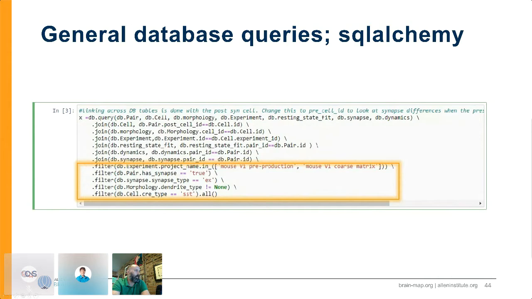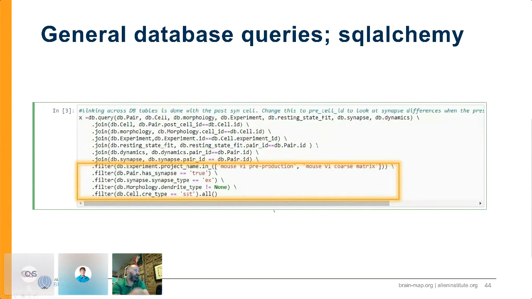I'm also only interested in the pairs that have a dendritic morphology associated with them, and in particular the dendrite type. For all of our cells, we've attempted to characterize the degree of spininess. So it's either aspiny, partially spiny, or spiny. I wanted this column, the dendrite type call, to be present in all the data that I return from this query. And finally, in this case, I'm interested only in SST cells, so I'm specifying that here. This is how you can select specific data from the tables using the filter.